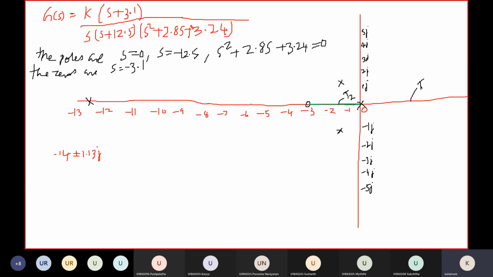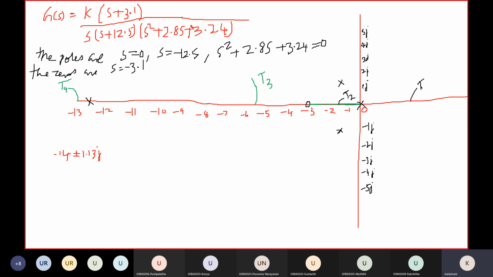Then I am taking another test point here. In this region T3, the right hand side of the test point, how many poles and zeros lie on the real axis? The total count is 2 because one pole lies at s equal to 0, another one zero lies at s equal to minus 3.1. Therefore the count is 2. Therefore this portion will not be part of the root locus. So here up to here. Then I am taking another test point here, T3 as well as T4.